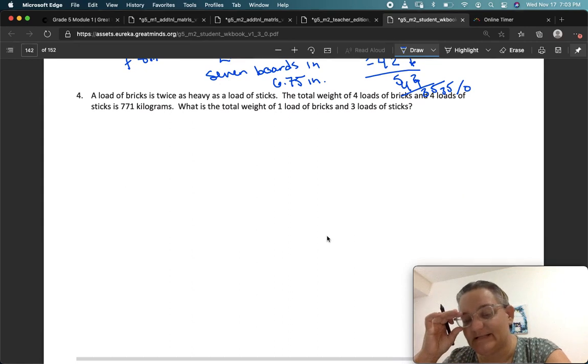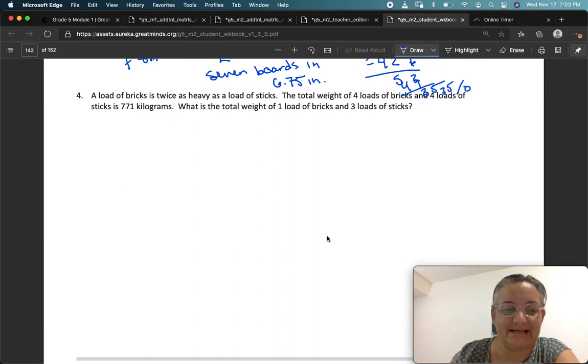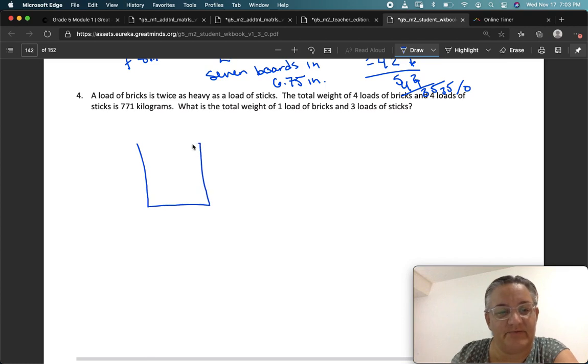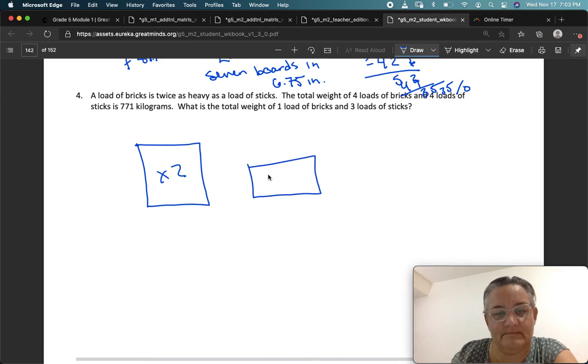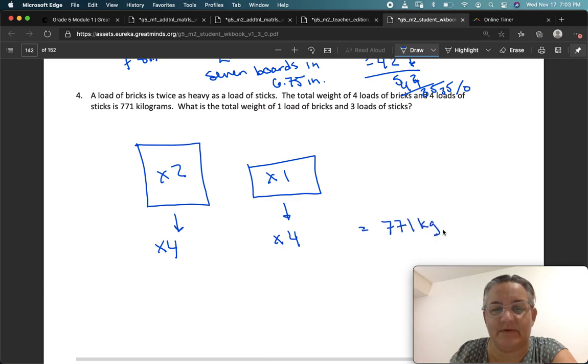Number 4, a load of bricks is twice as heavy as a load of sticks. Okay, here's a load of bricks. Here's a load of sticks. The total weight of 4 loads of bricks, so this times 4, and this times 4 equals 771 kilograms. Okay. What is the total weight of 1 load of bricks? Okay, so that's how I was thinking about it as I was reading it.